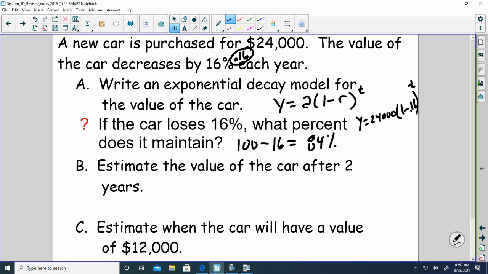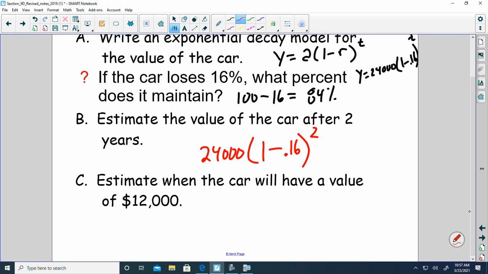Estimate the value of the car after 2 years. So I'm going to go 24,000 times 1 minus 0.16 raised to the 2. You can plug that into the calculator, and that's going to give you a certain value. And I think you can do that. And then it says, estimate when the value of the car will be 12,000. So that means 12,000 is equal to 24,000 times 1 minus 0.16 raised to the t.